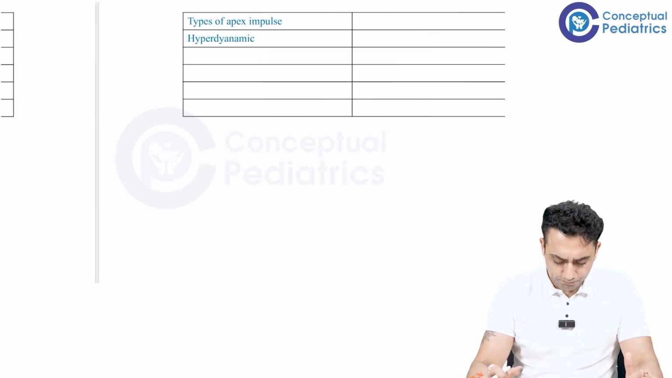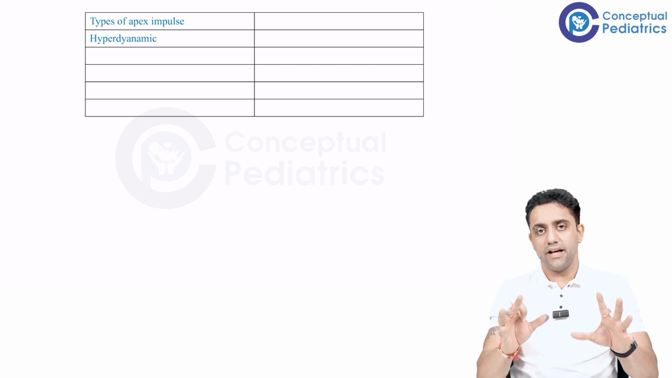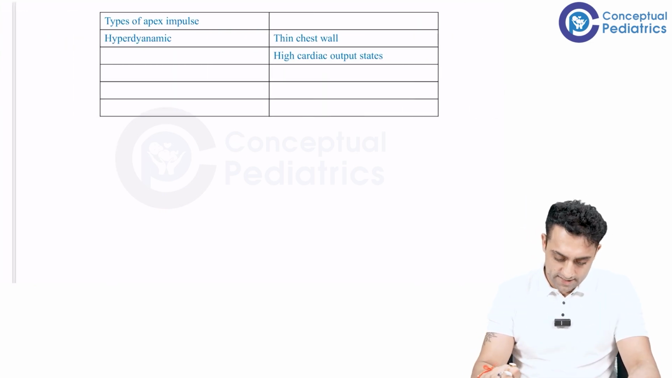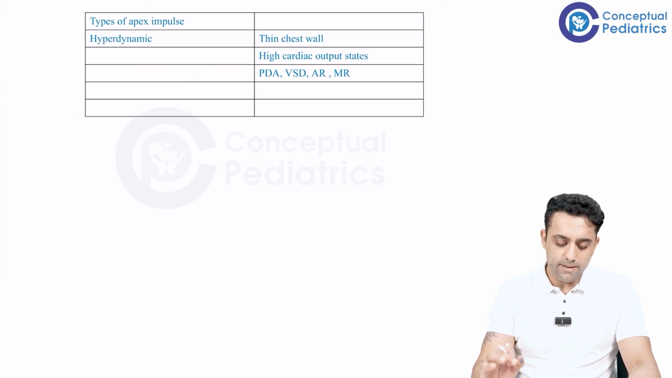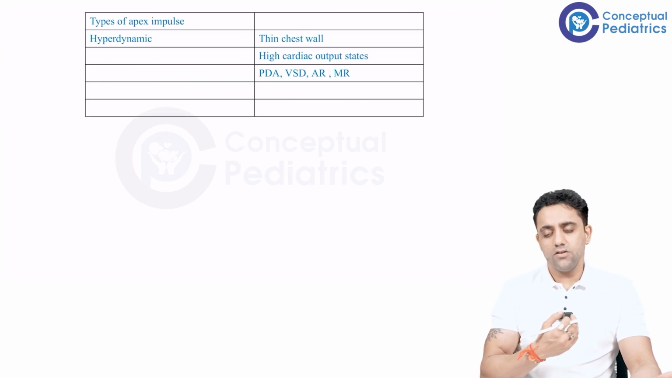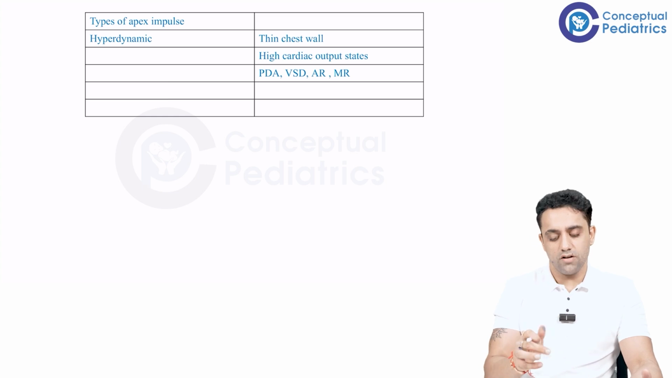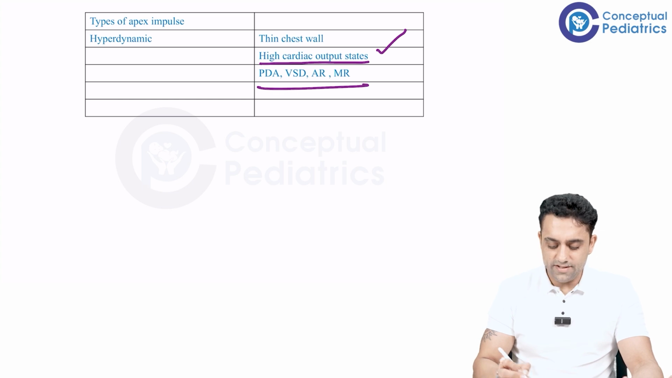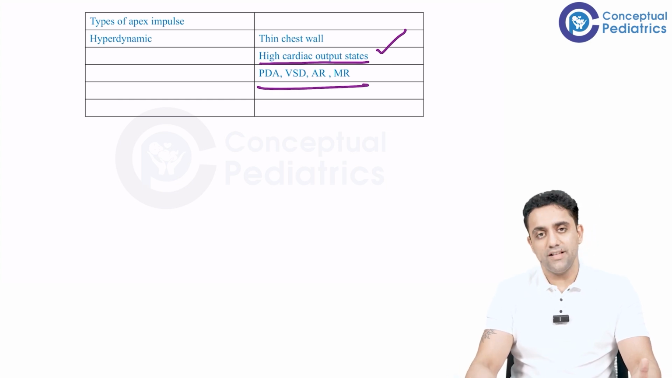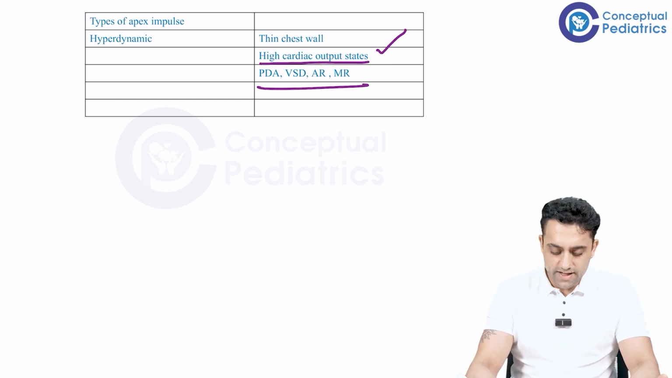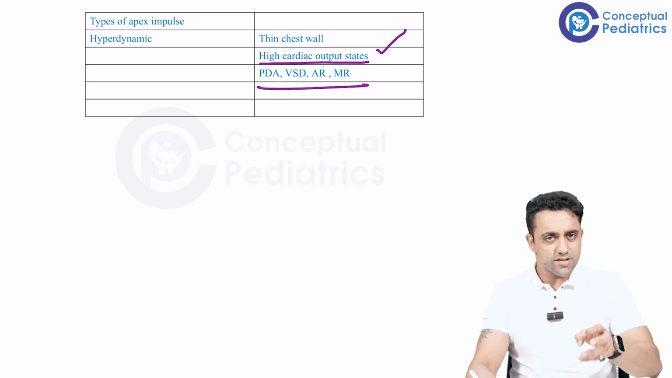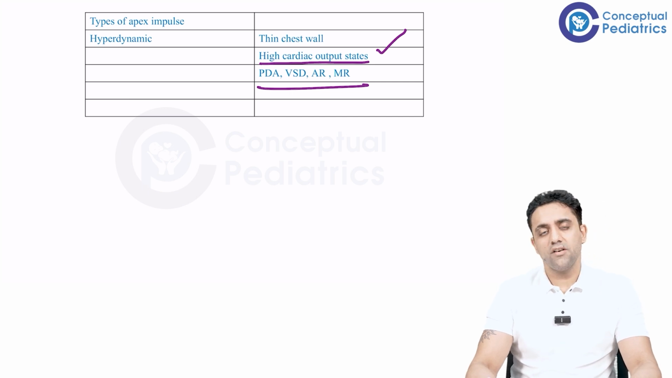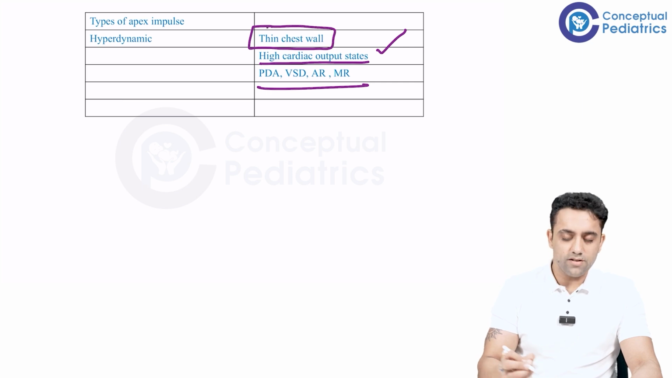Very easy. Where do you see a hyperdynamic apical impulse? Yes, this is an important point. Hyperdynamic apical impulse means the heart is doing too much work, in high cardiac output states like ASD, VSD, PDA. So remember PDA, VSD, aortic regurgitation, mitral regurgitation. When too much extra work is there, automatically you're going to have a hyperdynamic apical impulse, or even a thin chest wall. That is also a logical point.